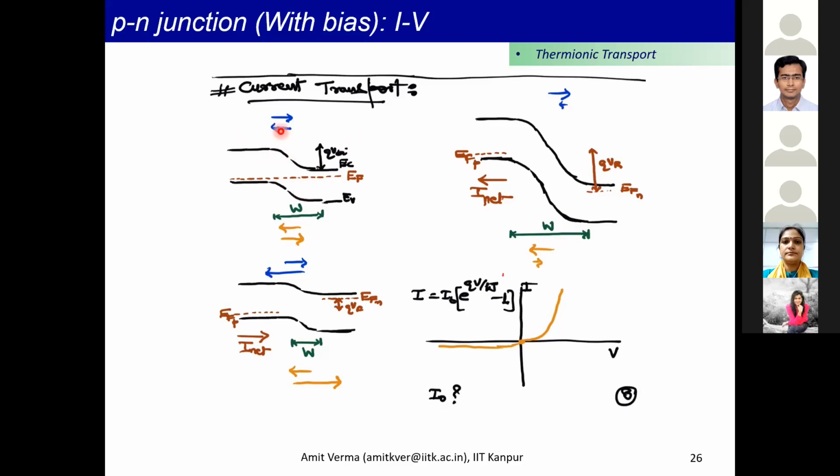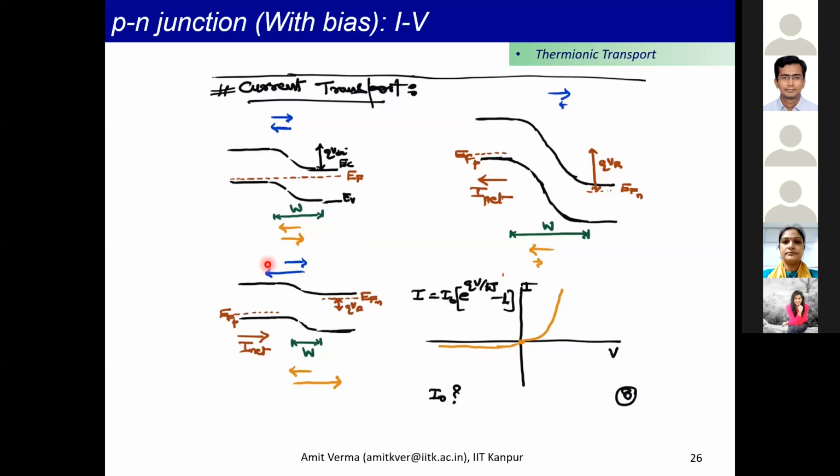Under equilibrium, these two fluxes cancel each other so that there is no net current in the device. When you apply the forward bias, we reduce this barrier. Because of that, now the number of carriers are distributed as a Boltzmann distribution. So there are exponentially larger number of carriers now that have enough energy to go over the barrier.